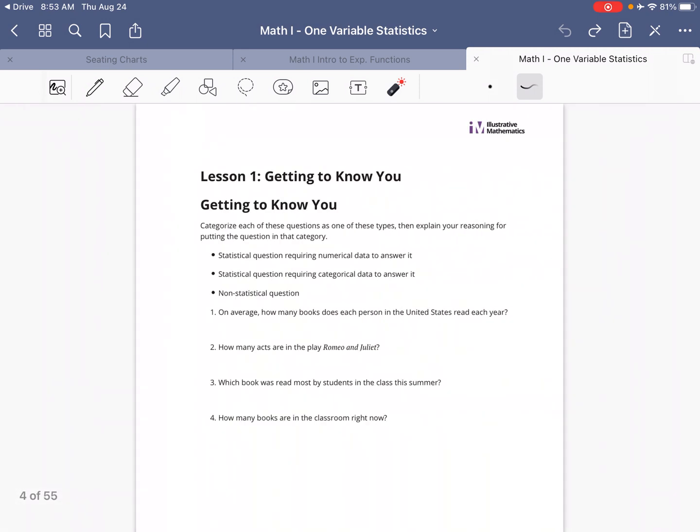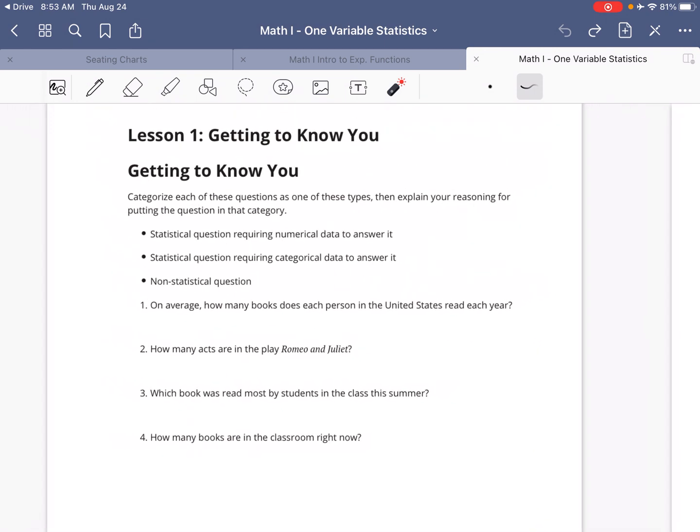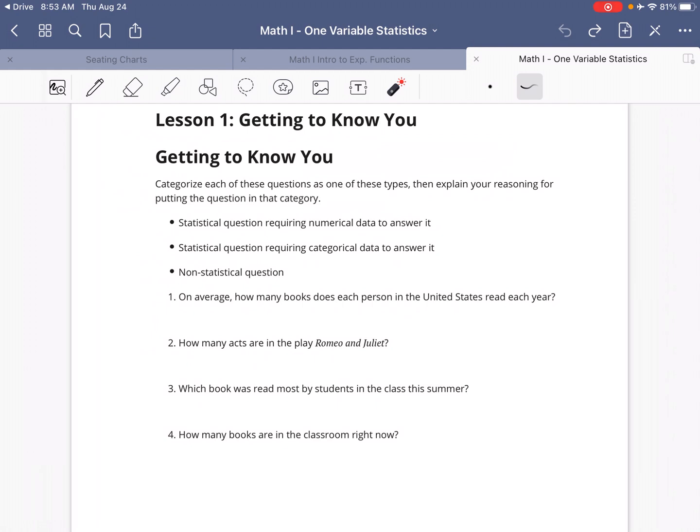So what we need to do for this cool down to be successful is we want to take a look at each of these 4 questions, and for each question you need to label it as statistical or non-statistical. Is there variation in the answers? Are we going to be able to collect some data? Or is there only one answer?